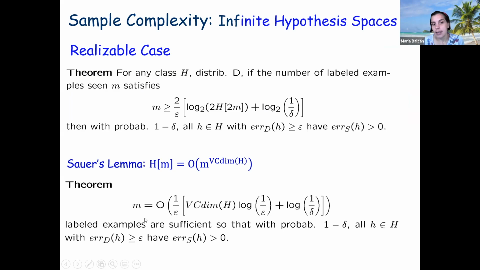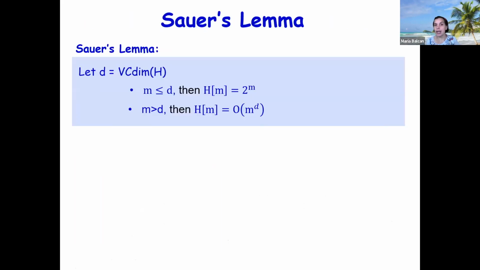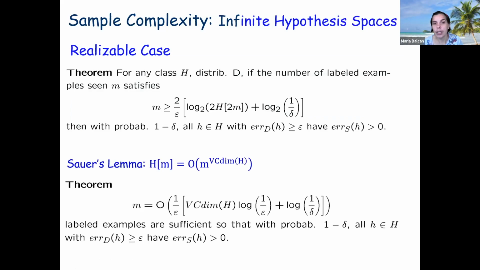It looks like if M, the number of samples I see in the training phase, is roughly 1 over epsilon times the VC dimension of H times log 1 over epsilon, that's sufficient so that with high probability I generalize in the realizable case. So Sauer's lemma is the critical property of the VC dimension that allows me to get good bounds for generalization here.